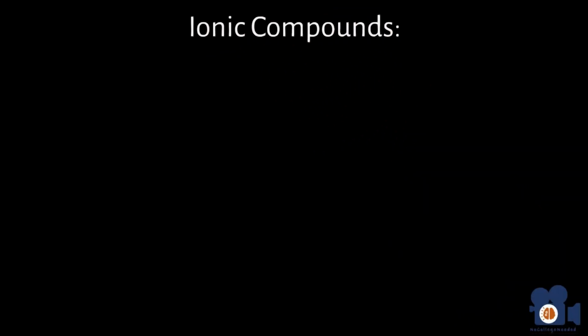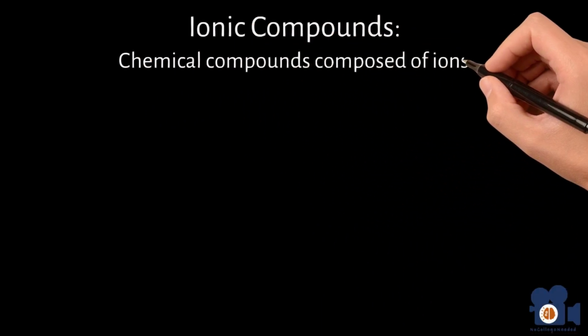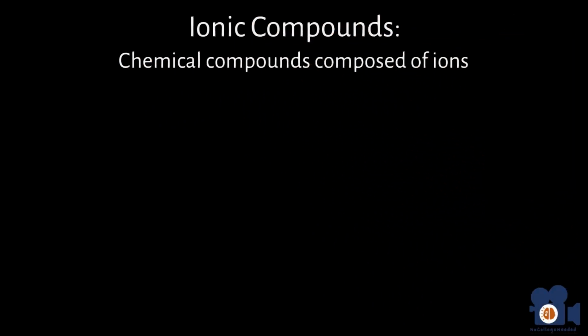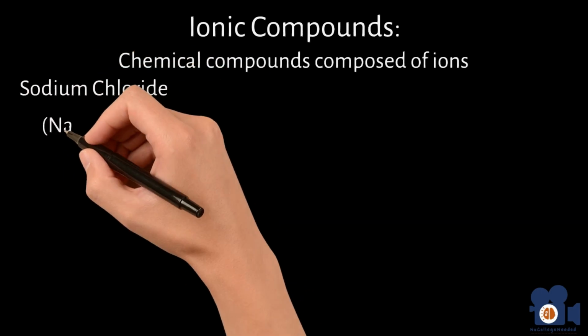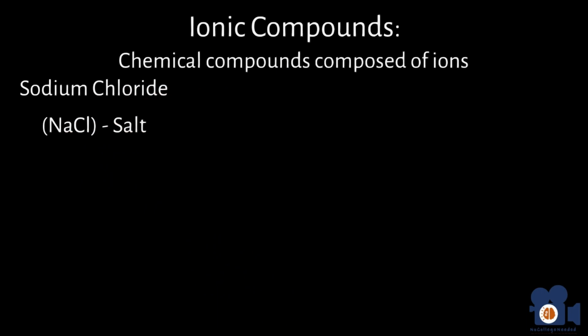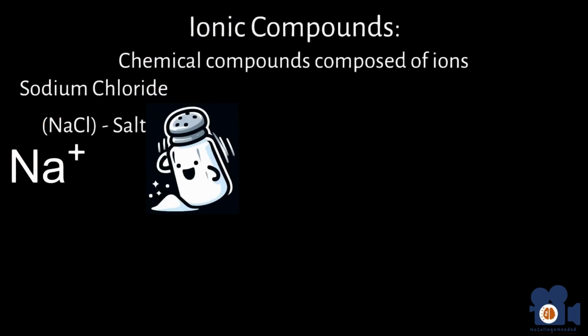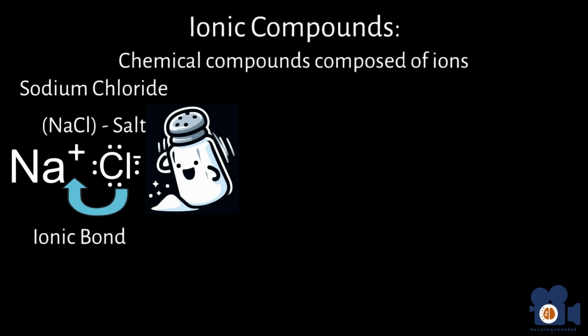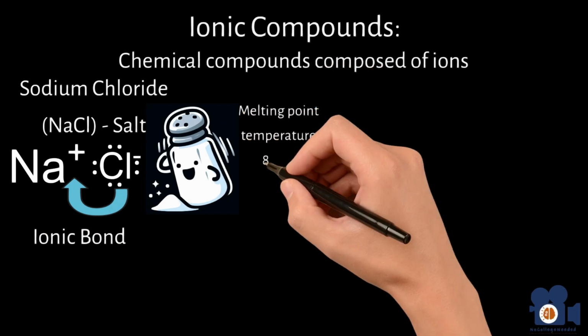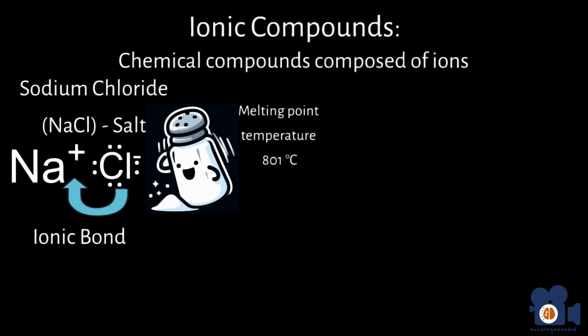As the name suggests, ionic compounds are chemical compounds composed of ions. One of the most common ionic compounds is the one that you ingest on a daily basis, sodium chloride. Sodium chloride, NaCl, more commonly referred to as salt, is composed of the Na+ ion and the Cl- ion. Due to the attraction between the equal but opposite sign of these ions, they form an extremely stable bond called the ionic bond with a net 0 charge. The stability is demonstrated in its melting point temperature, which is 801 degrees Celsius.